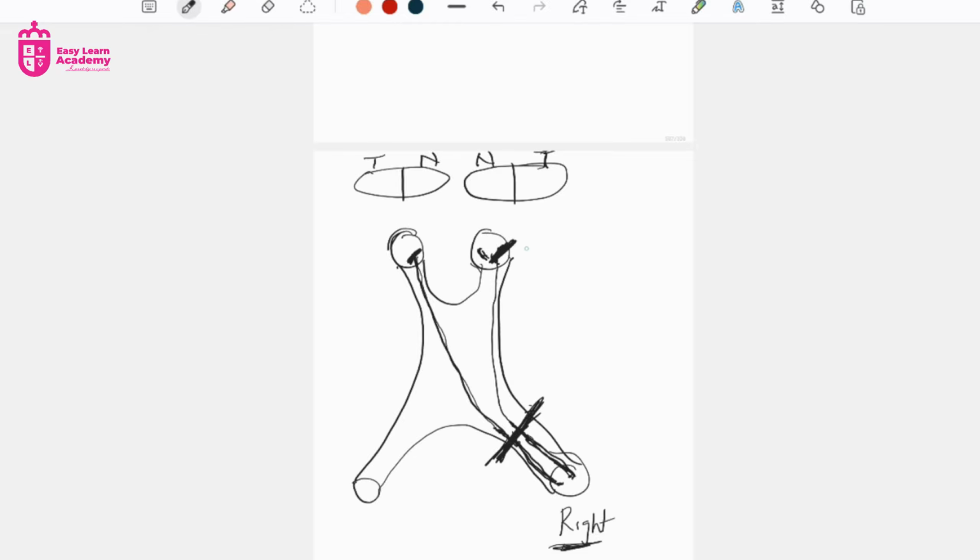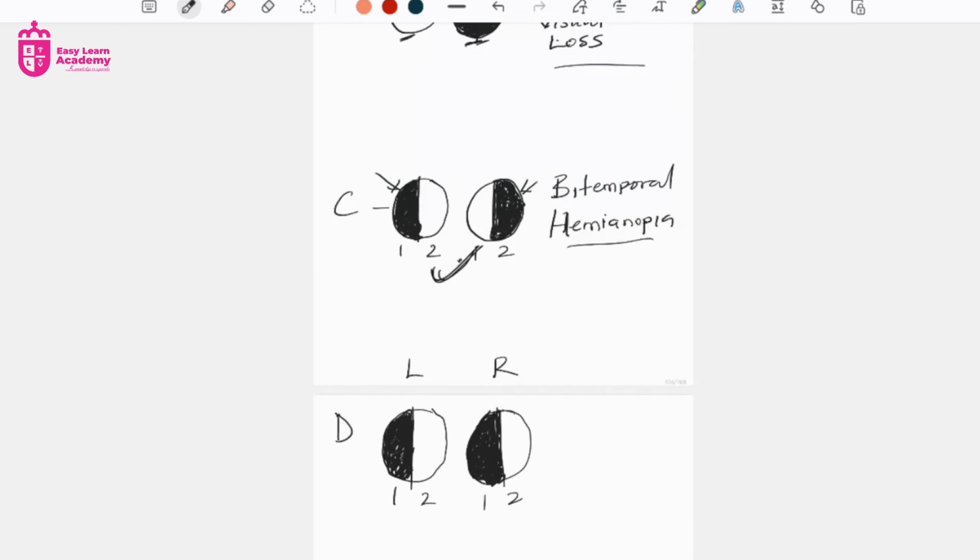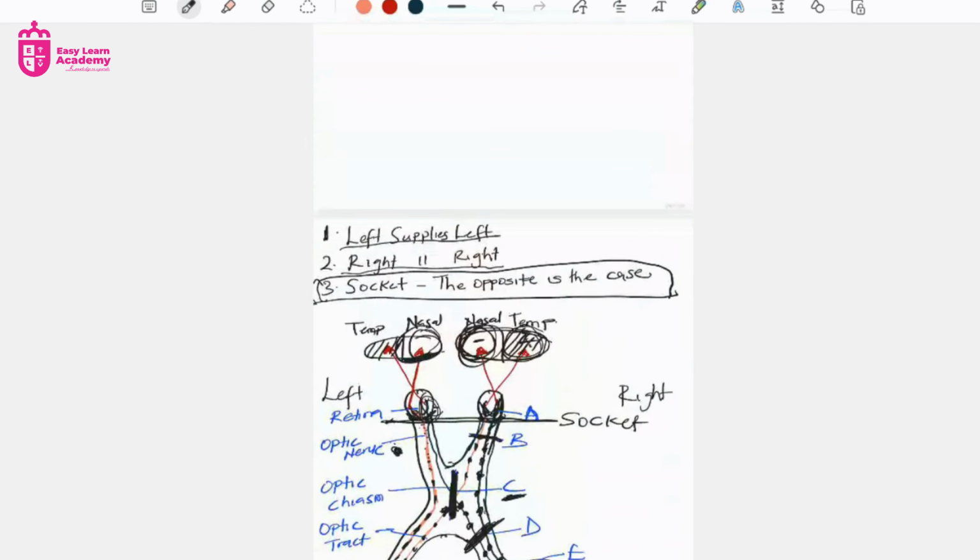Nope. So this now follows rule 3. Oh, so if you don't go with the rules, it won't work. So anything above the socket, can you see where the socket is? Can you see the socket? Follows rule 3. It is opposite of rule 1 and 2. So anything on this side will go to this side, and anything on this side will go to this side. Does it make sense? Yes, so it will go to the opposite side above the socket. Does it make sense? Yes, it does.